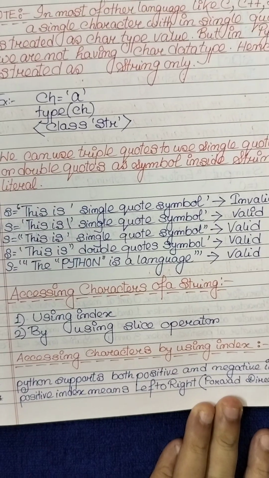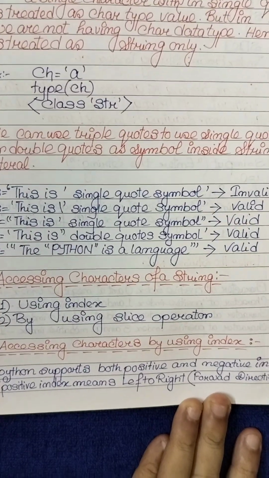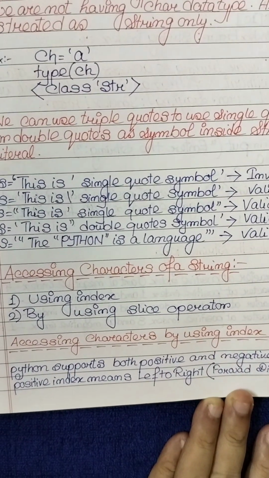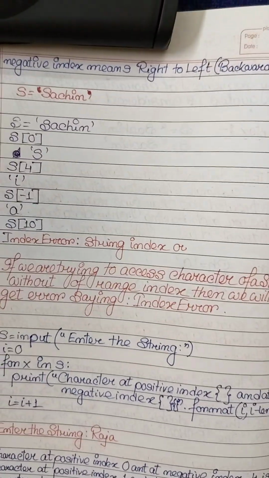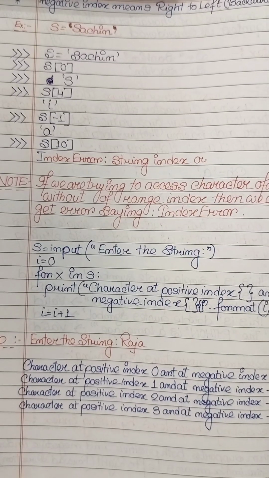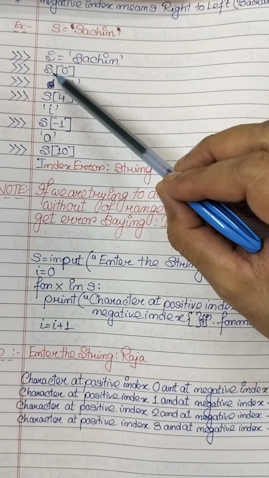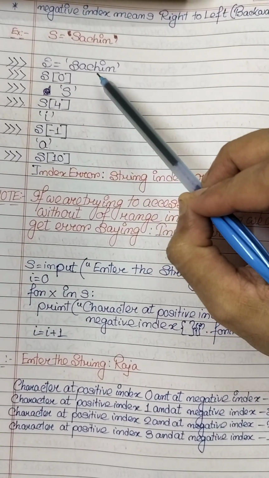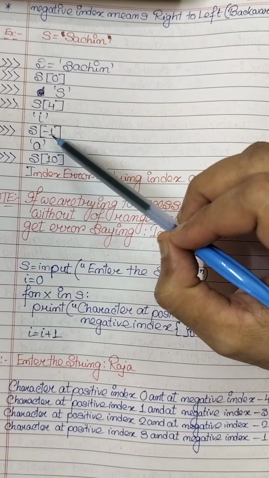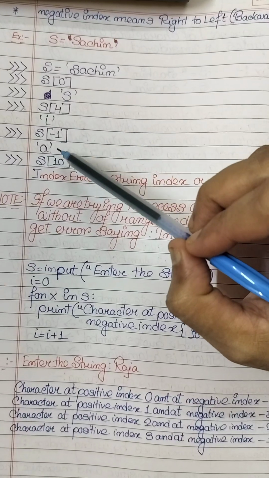Accessing characters by using an index: Python supports both positive and negative indexes. Positive index means left to right, the forward direction, and negative index means right to left, the backward direction. Suppose s is equal to Sachin. s[0] points to S. s[4] points to I. s[-1] points to the last character, a, from the backward direction.